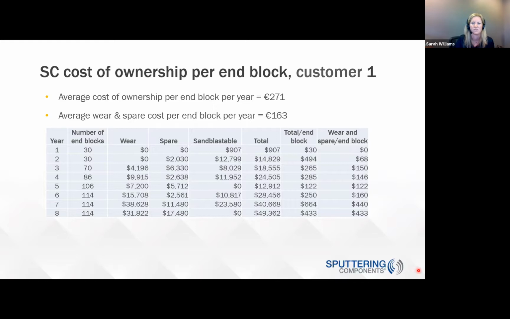And you can see the total spend per M block at that point is around $433. And the average cost of ownership per year over this time works out to be, I've got euros in here, 271 euros per M block per year. And if you look at just the wear and spare cost per M block, around 163. So we like to say that even if we were off by a factor of 10 on these figures and the data hadn't been verified, the costs really still fall way below your current maintenance costs with M blocks from other suppliers. So we really do keep the costs down.